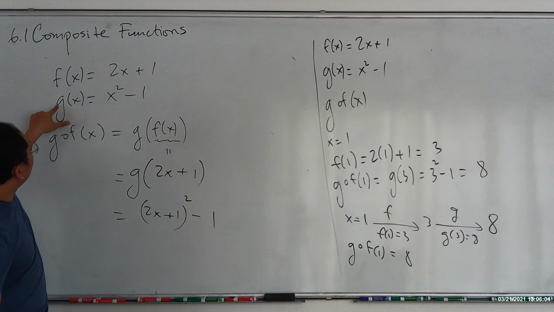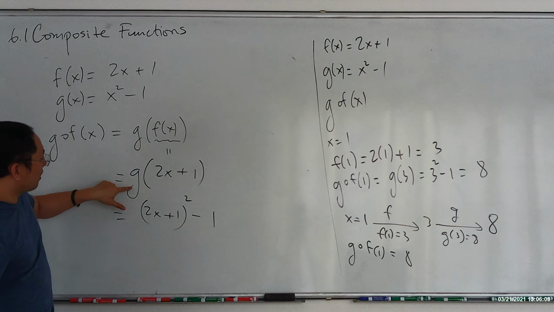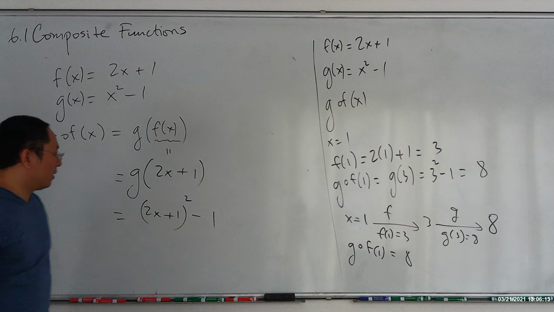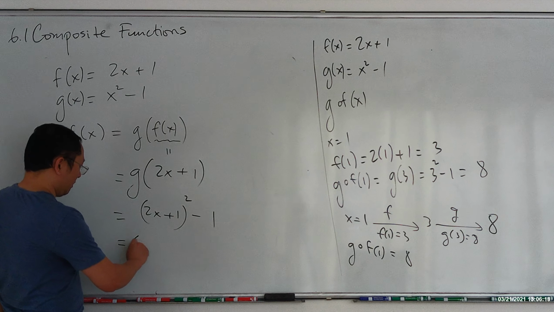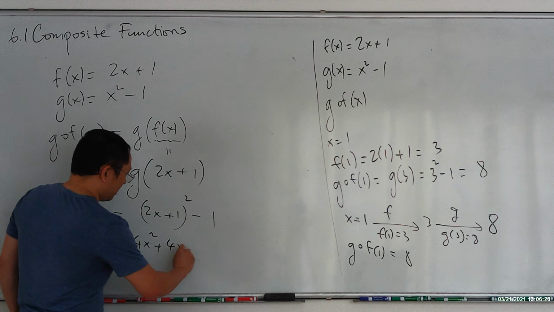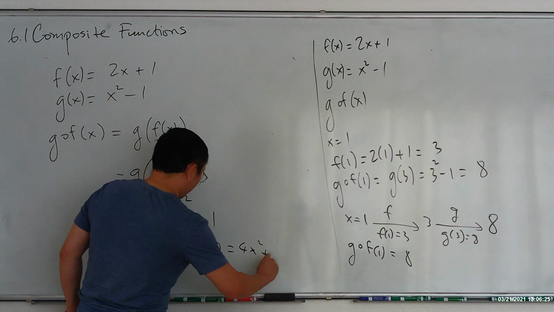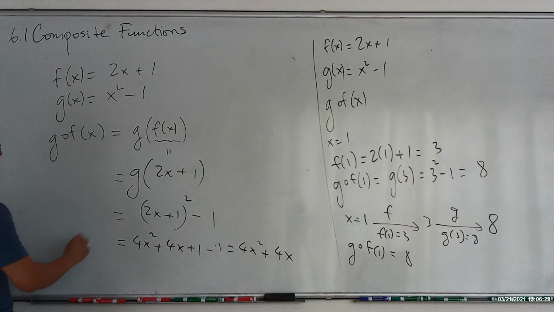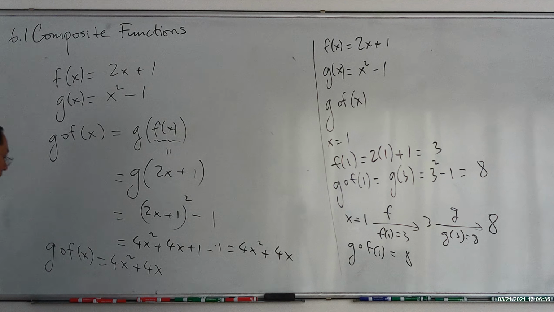Here, the input for g is x. What do you do with x? x squared minus 1. In this case right here, the input for g is 2x plus 1. What do I do with it? Square it up and minus 1. And then you can simplify this. You have the final function. It's 4x squared plus 4x plus 1 minus 1, which is 4x squared plus 4x. Okay? So, final answer. G of f of x is equal to 4x squared plus 4x.